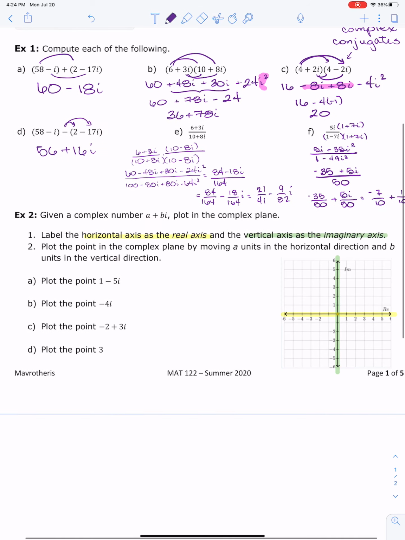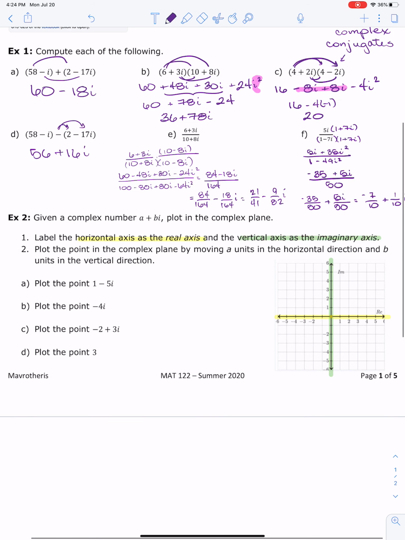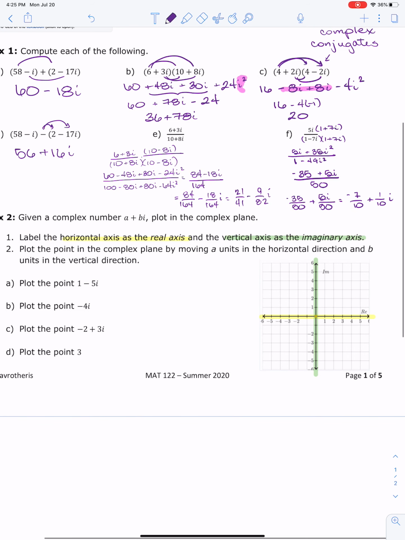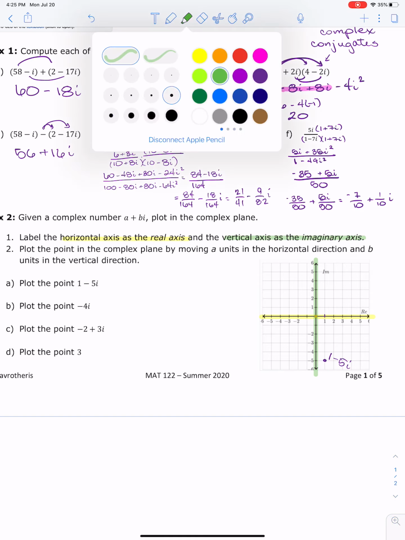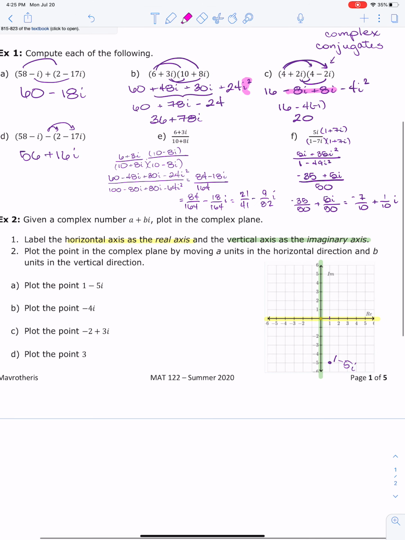If we want the point 1 minus 5i, we're going to go 1 in the positive real direction, so over 1, negative 5 in the imaginary direction, so down 1, 2, 3, 4, 5. Here is our point 1 minus 5i. We shall color code.